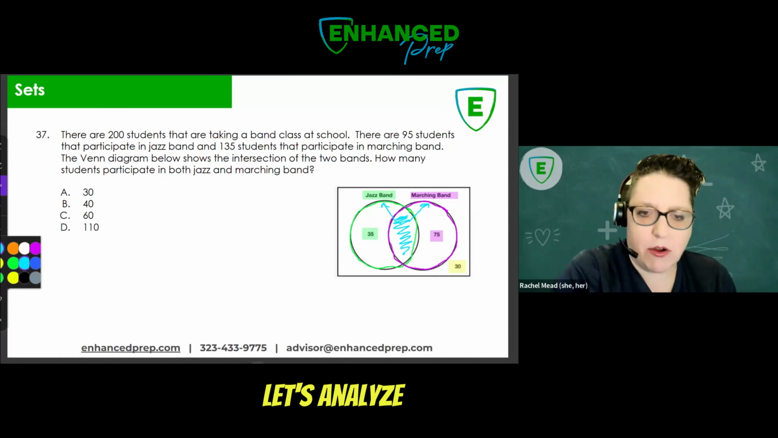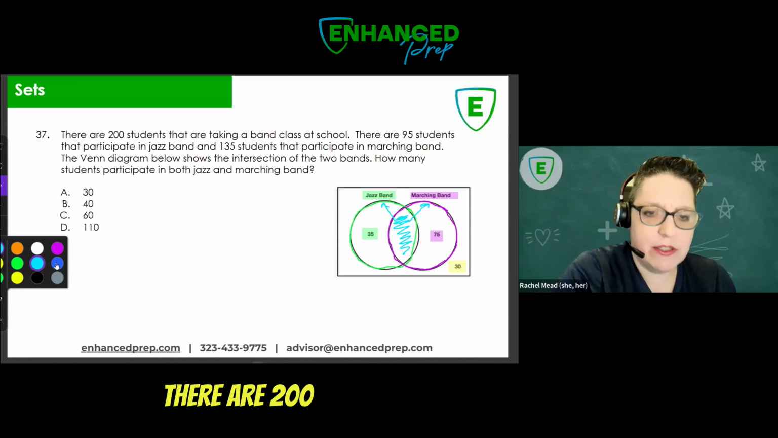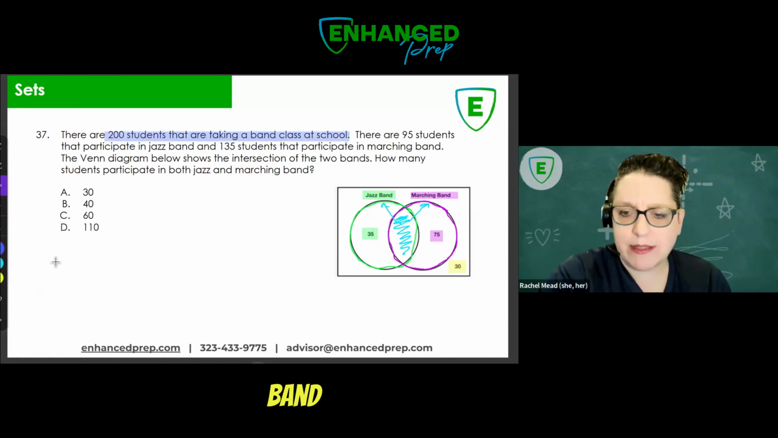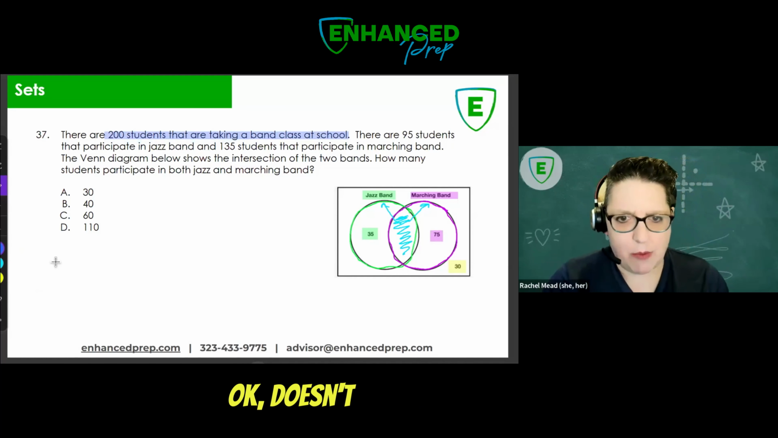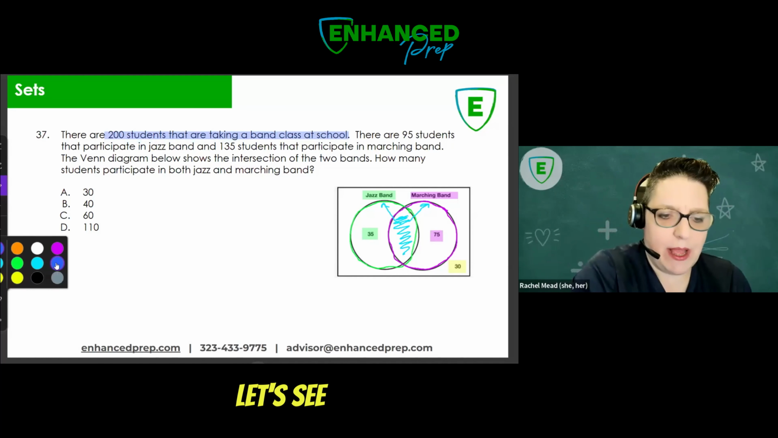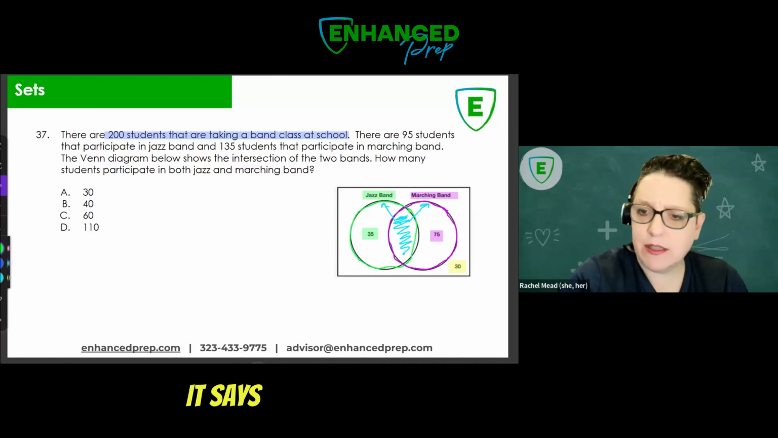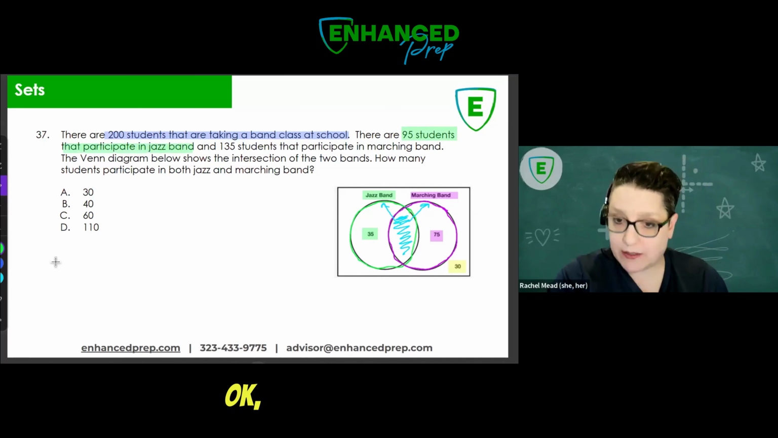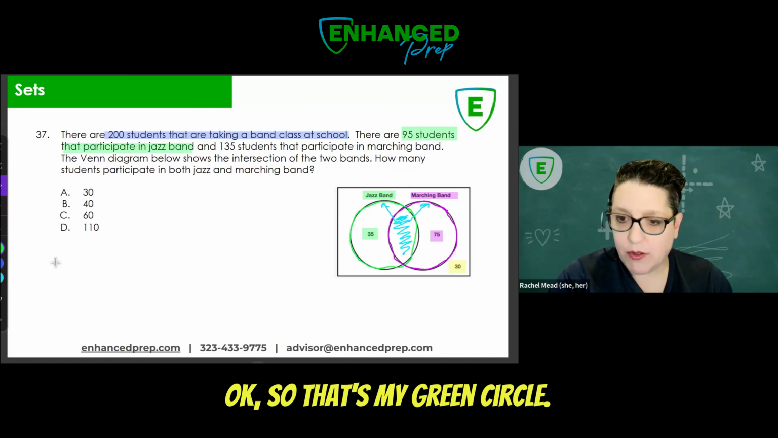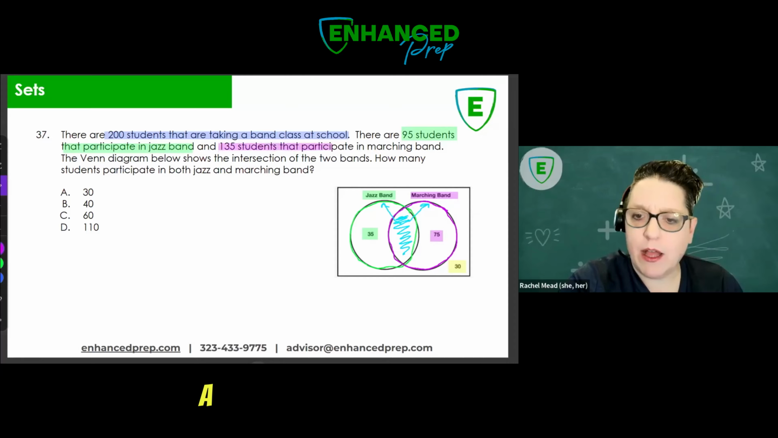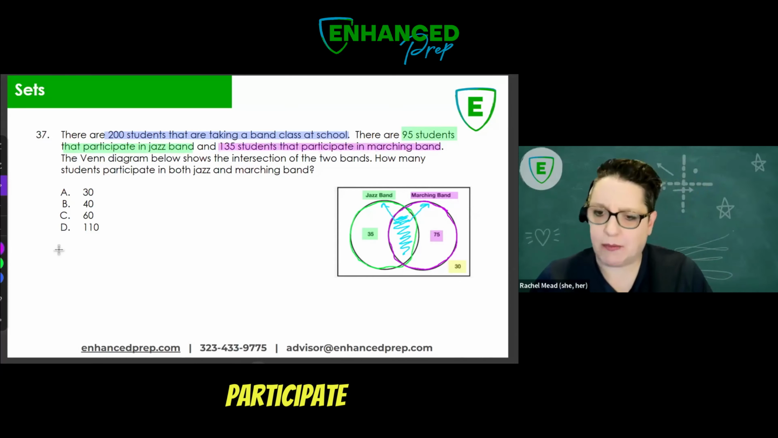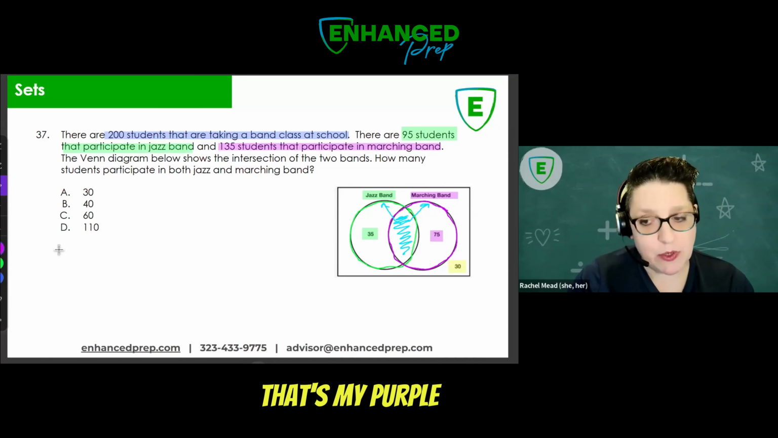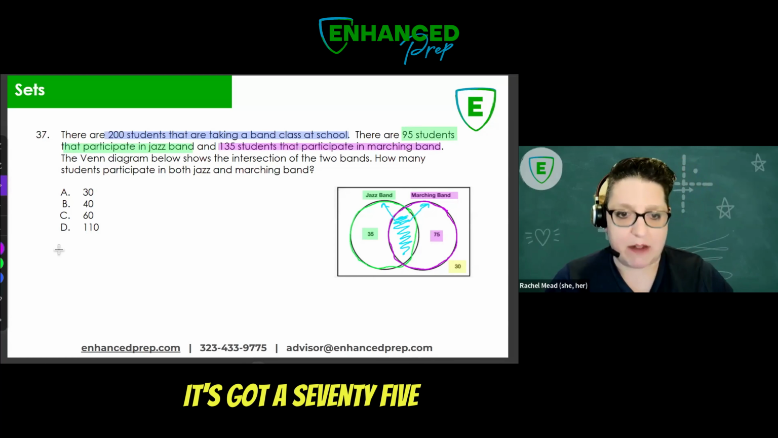Let's analyze our data. There are 200 students that are taking a band class at school. Okay, doesn't help me as of yet. Let's see what happens next. It says there are 95 students that participate in jazz band. Okay, so that's my green circle, but my green circle is only showing 35 right now. Let's keep going. 135 students participate in marching band. That's my purple circle. It's got a 75 in it right now.